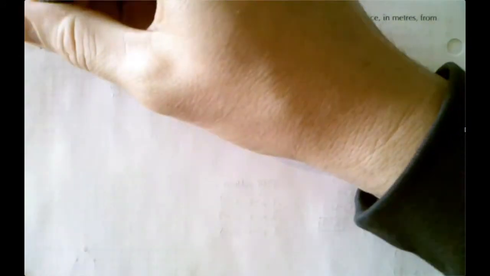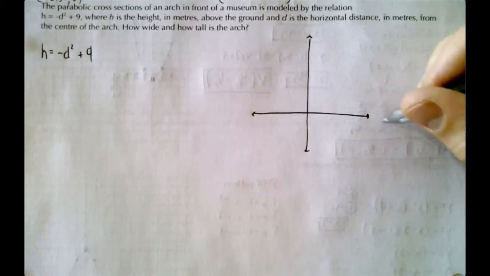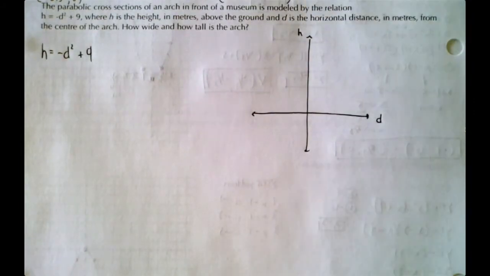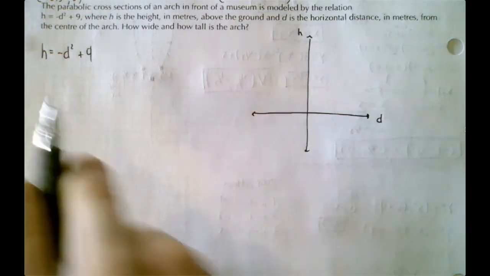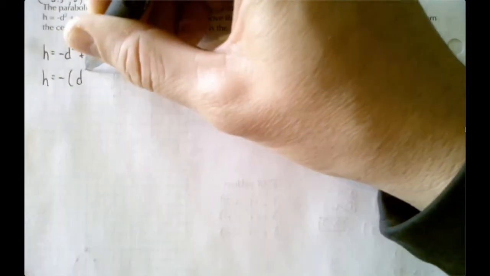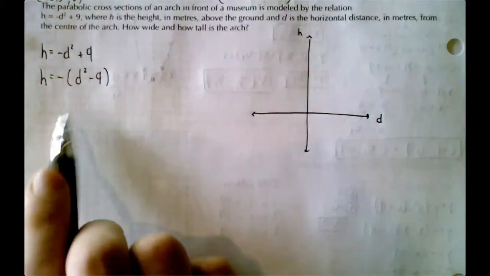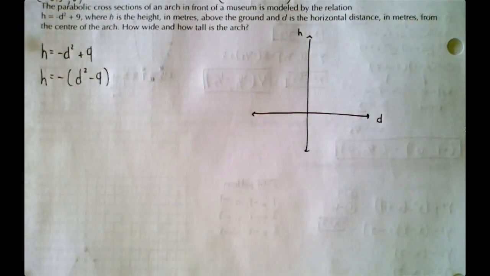So let's take our equation. This is our d and this is our h, just like our x and our y, and let's try to graph it. Well, how would we do that? Well, this, even though it doesn't look like it, is a difference of squares. How is it a difference of squares? Well, since there's a negative in front of our d squared term, we can start by common factoring the negative. And now we just have d squared minus 9. That's our difference of squares.